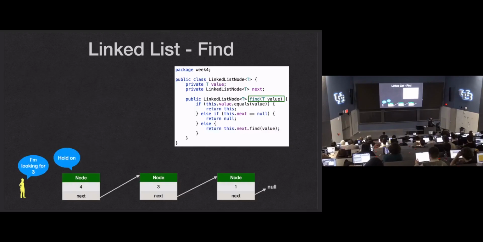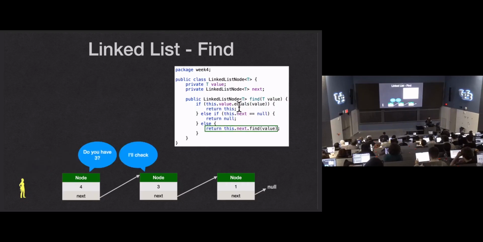So we're looking for 3 in this linked list. Somebody asks, hey, can you find 3? First node says, yeah, let me do my checks. It checks if it's storing 3, it's not. It checks if next is null, it's not. So we hit the else, the recursive call, and we just pass the question off to the next node.